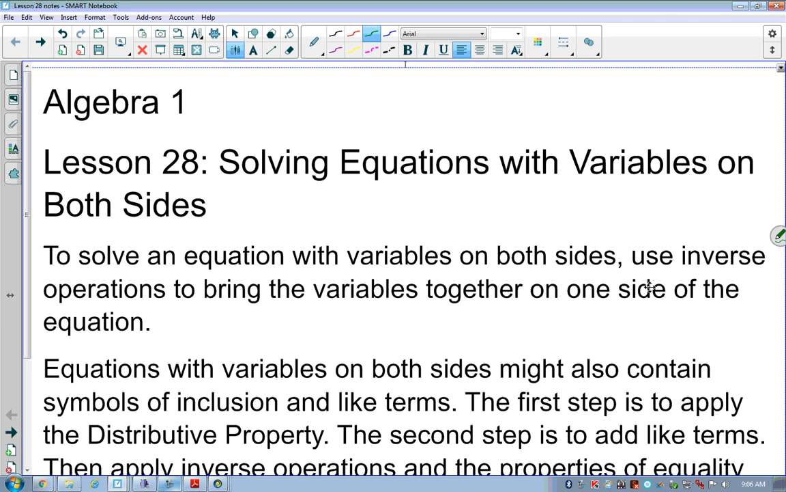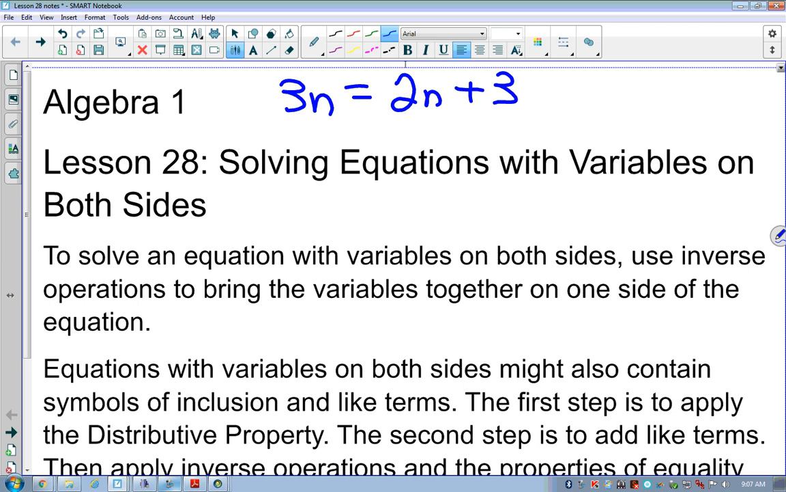So if I had something like, let's say, 3n equals 2n plus 3, right? And I wanted to solve that. I'm going to use inverse operations to get the n's together, on the same side of the equal sign. So which one am I going to move? Am I going to move the 3n or the 2n? I'm going to move the 2n, right?